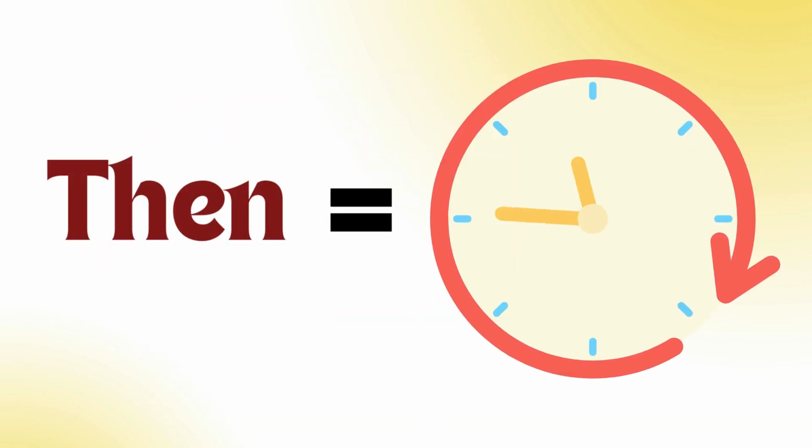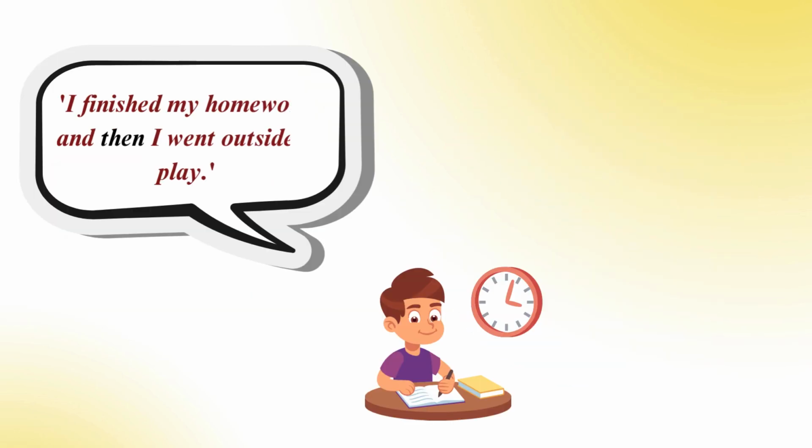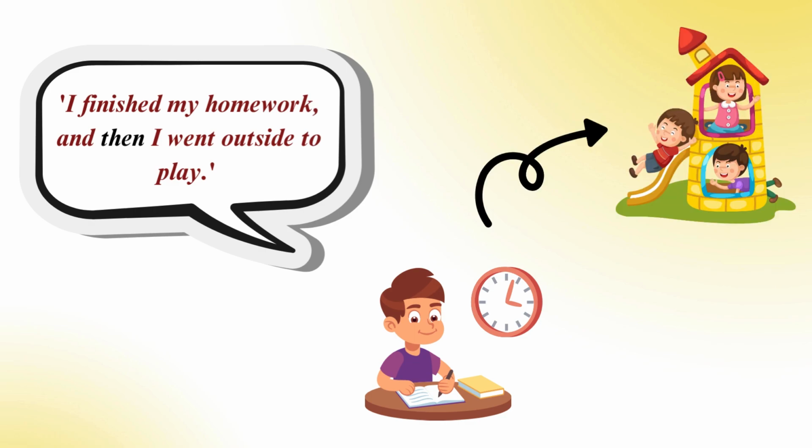You use it to talk about what happens next, or at that time, or afterward. So this word is all about time or sequence. Here's an example. I finished my homework and then I went outside to play. Here then tells you the order of events. It means something happens after something else.